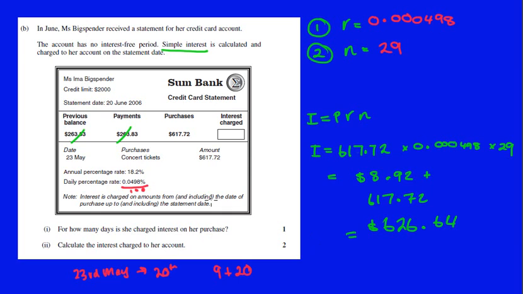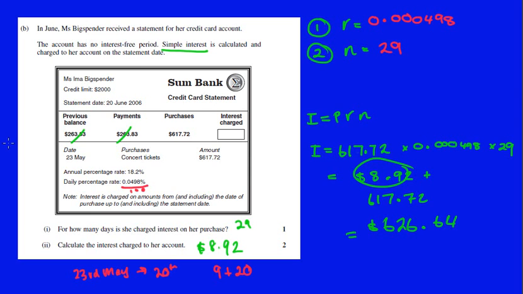Now, what has the question asked me for? So I probably should look at the beginning part. For how many days has she been charged interest on the purchase? We've already got that at 29 days, correct? And calculate the interest charged to her account, well, just the $8.92. So each time you do a question like this, even though you can see that I just ran off and did the same calculations, just make sure you're answering the question, because sometimes, like you can see there, I went off on a tangent, got all the information that I usually need to get, but then I just need to make sure which parts of the question it's asking me for. In this case, it wanted to know about the days, which you've got there, and the actual interest charge, not the total amount.